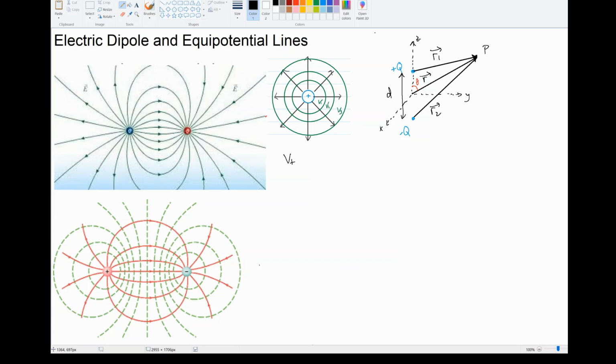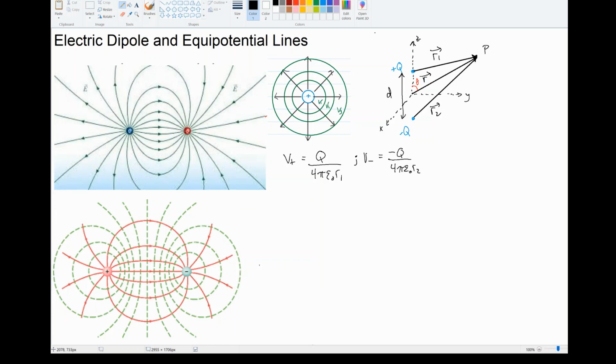We're going to call V plus the potential at P due to Q plus. So that would be Q over 4 pi epsilon 0 r1, where r1 is the magnitude of vector r1, and here we're assuming that V at infinity is our reference point. V at infinity would be 0 potential. And similarly, V minus, the potential due to the minus charge, is negative Q over 4 pi epsilon 0 r2, where r2 is the magnitude of vector r2.